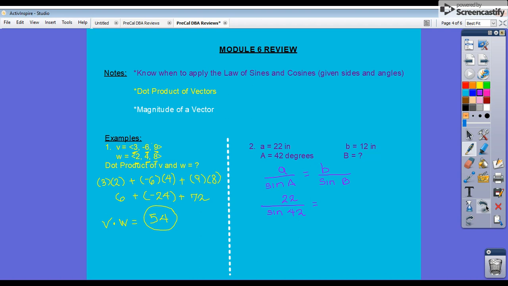So from here, instead of b, it'll be 12 over sine of the angle b. So in this case, I'm only looking for the sine of b. Now, two fractions equal to each other is a proportion, so I can solve it as such, meaning I'm going to cross multiply. So 22 times sine of b equals 12 times sine of 42.